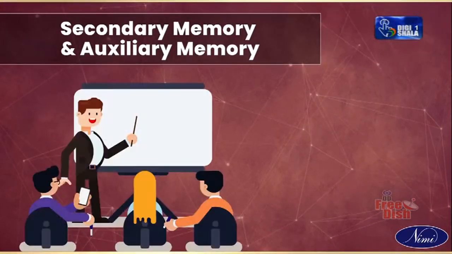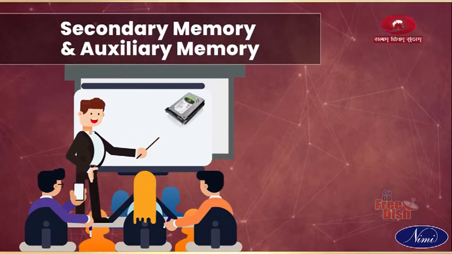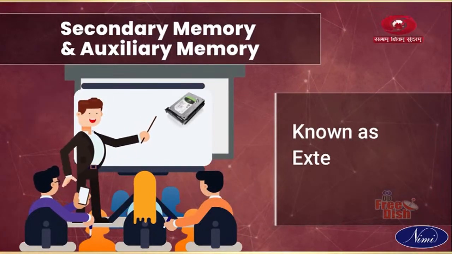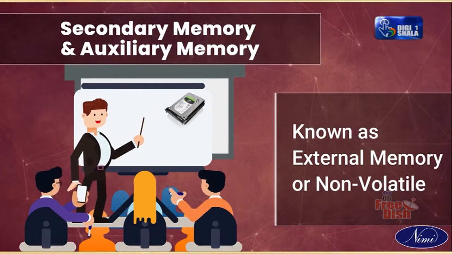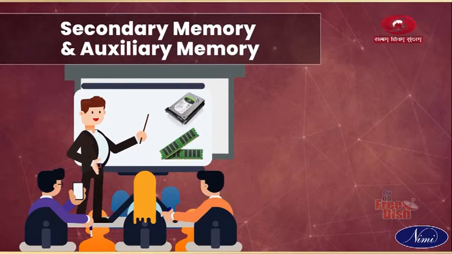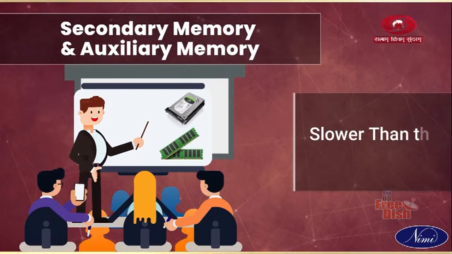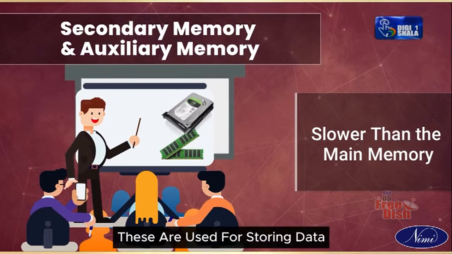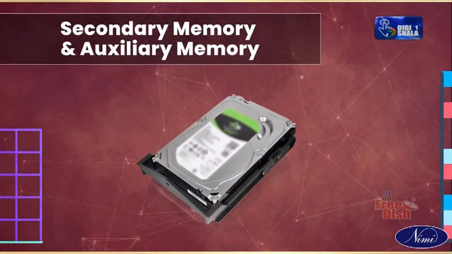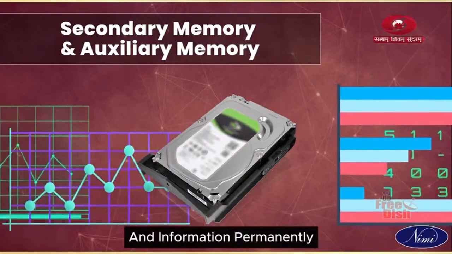Secondary memory or auxiliary memory. Secondary memory is also known as external memory or non-volatile memory. It is slower than the main memory. These are used for storing data and information permanently.